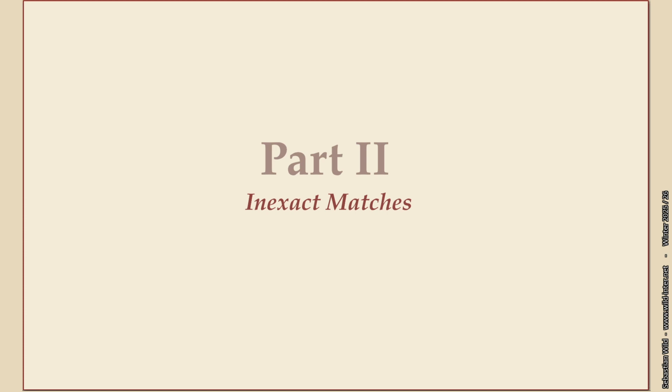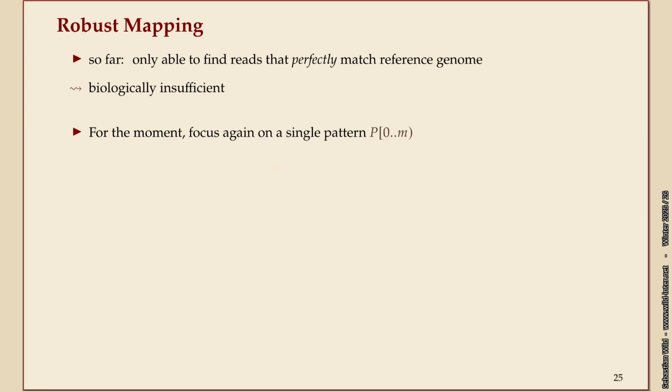In the second part of the string matching unit, we will start looking at inexact matches, which is the biologically more important case where we're finding the occurrence of a pattern in a string, but it doesn't exactly match. And what this means, we already discussed a bit, is that there are various levels of what kind of errors we can allow.